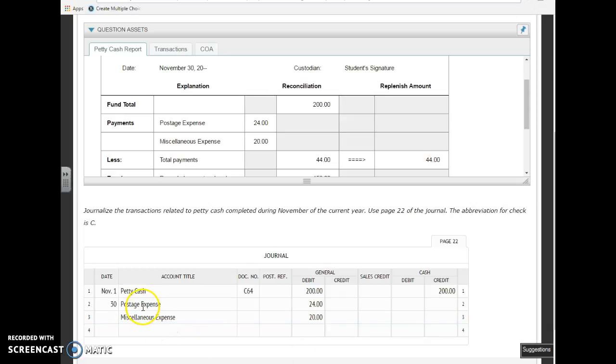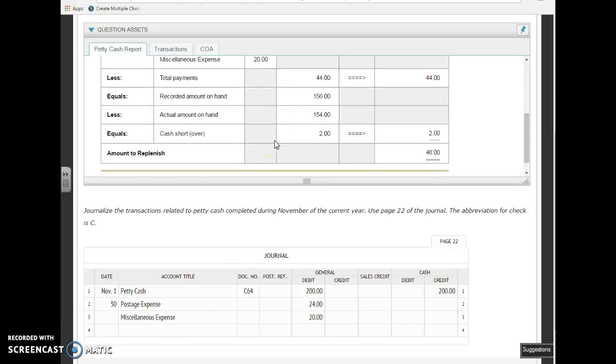Now, you're seeing that this is taking place in the same transaction. You're used to only one debit and only one credit per transaction. Here's a little exception. We're going to have a few debits because we're listing all of our expenses, and then we're going to make sure that our debits, when we add them all up, equal our one credit.